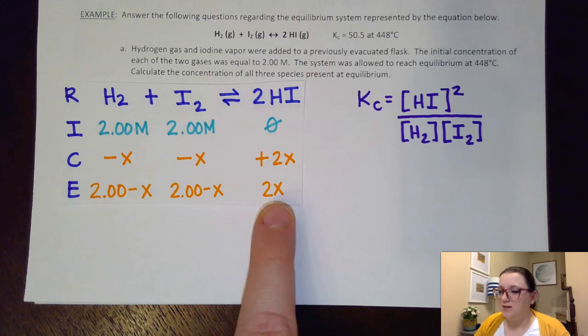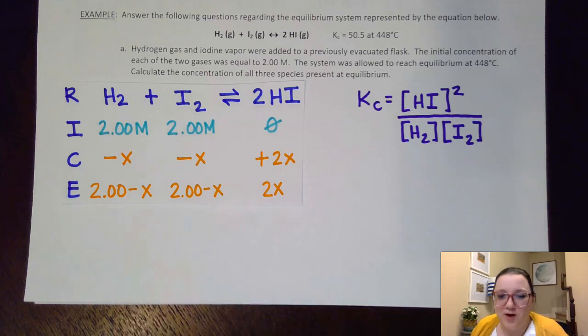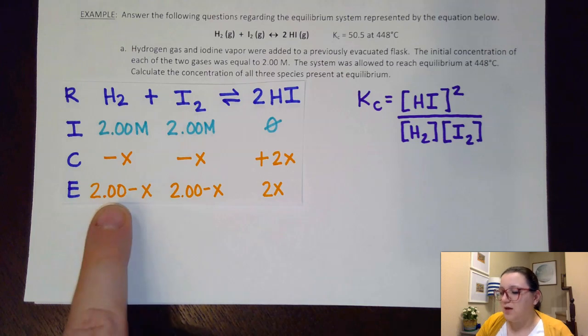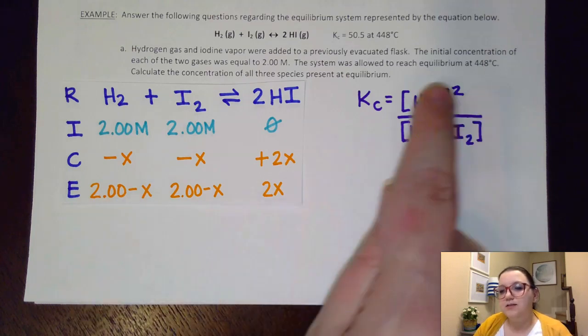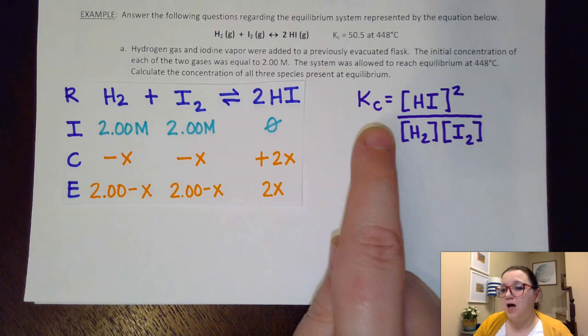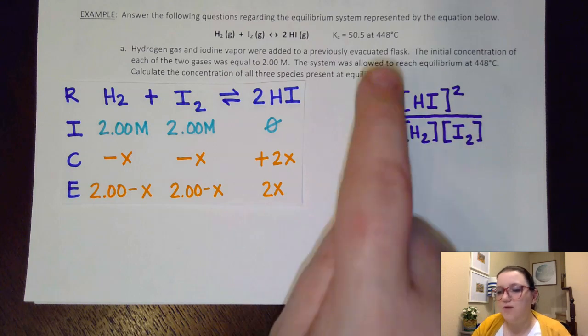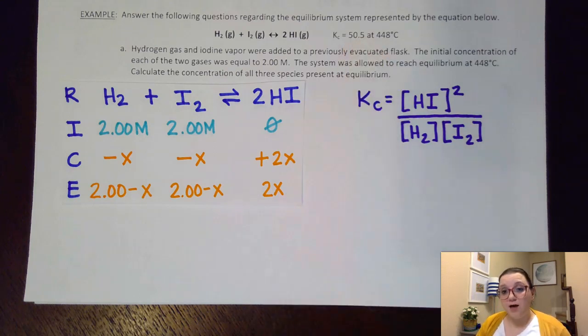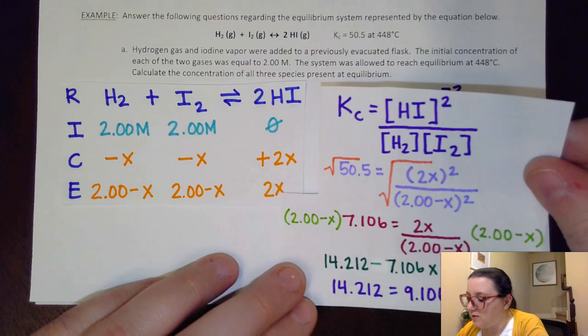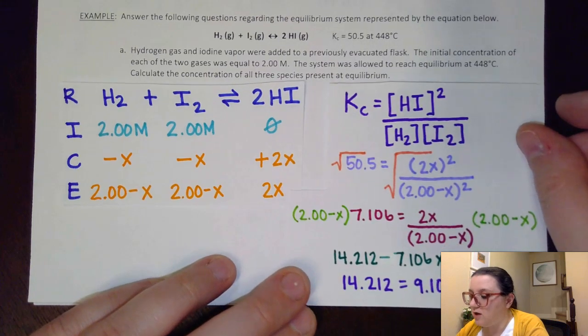Now, obviously, I need to figure out what x is, right? So what I'm going to do is plug all of these into this equation over here, because I also know that the Kc value should be 50.5. So with all that said, let me go ahead and put up here my algebra, and I'm going to talk us through exactly what I've done here to finish solving this problem.